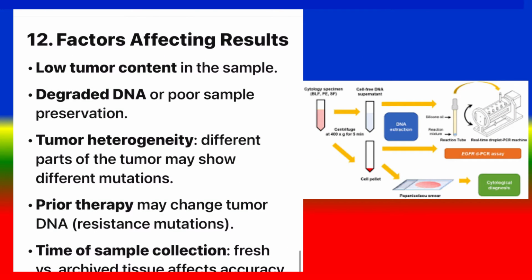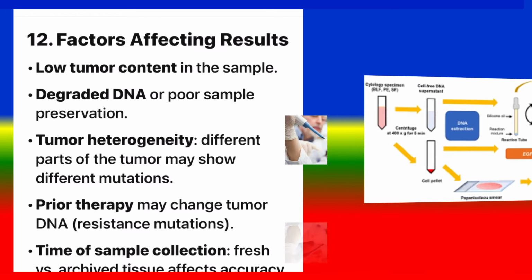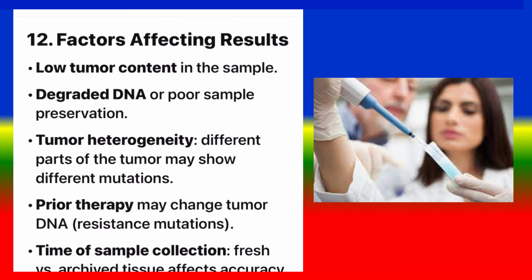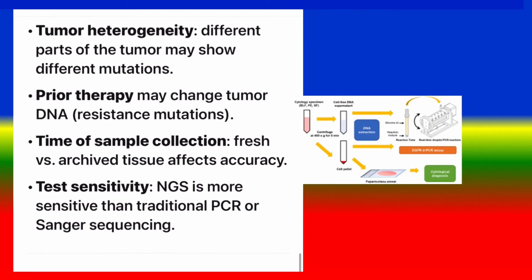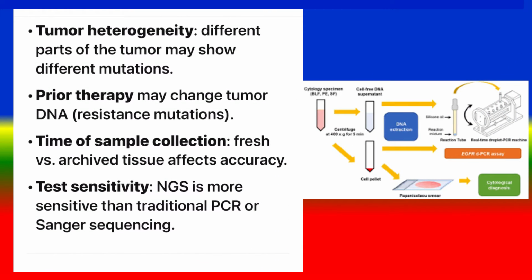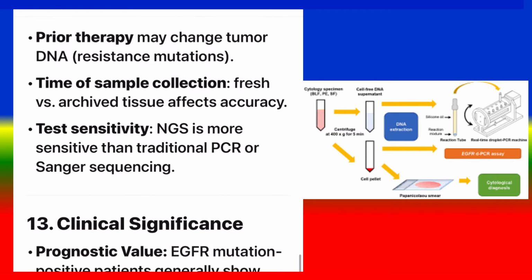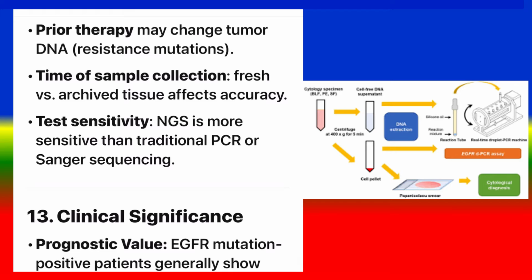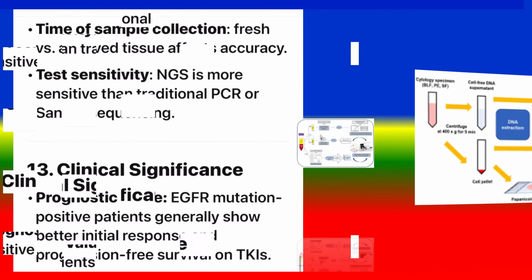12. Factors affecting results. Low tumor content in the sample. Degraded DNA or poor sample preservation. Tumor heterogeneity. Different parts of the tumor may show different mutations. Prior therapy may change tumor DNA, resistance mutations. Time of sample collection. Fresh versus archived tissue affects accuracy. Test sensitivity. NGS is more sensitive than traditional PCR or Sanger sequencing.